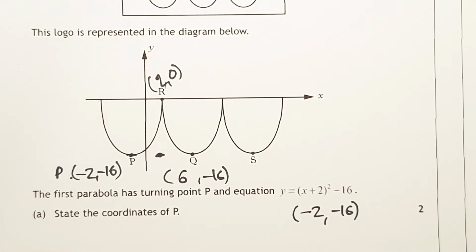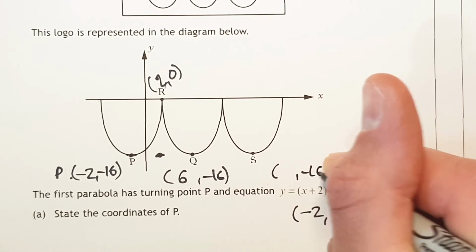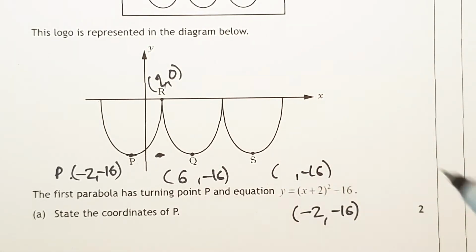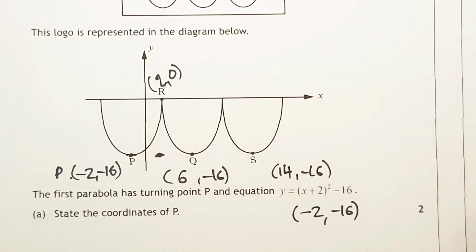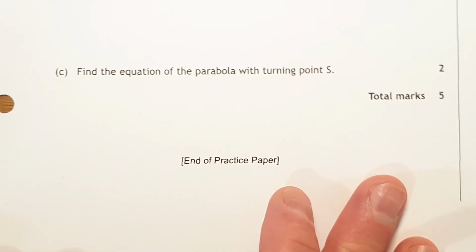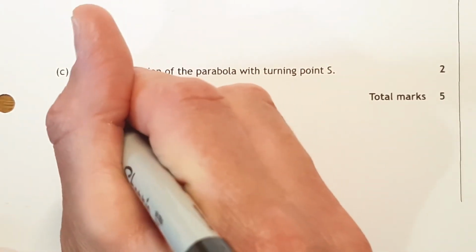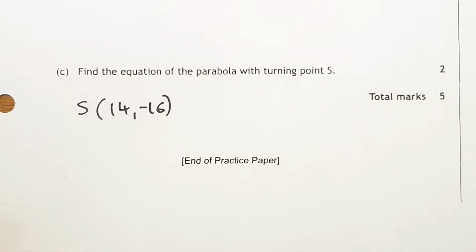And then it says find the equation of the parabola with the turning point S. Well, we can just add another 8 on, because we still know it's going to be negative 16 for the y value. So adding 8 on to this is going to be 14. So that's our turning point for S. If we come down and write that down here, positive 14, negative 16.